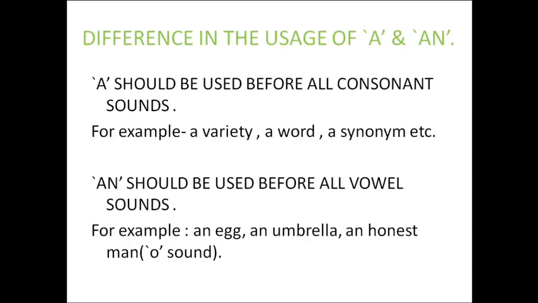Now there is a difference in the usage of a and an. Let's learn it. A should be used before all consonant sounds. Remember, whenever we make a consonant sound, we should use a before that. For example, a variety, a word, a synonym, etc. And an should be used before all vowel sounds. For example, an egg, an umbrella, an honest man.